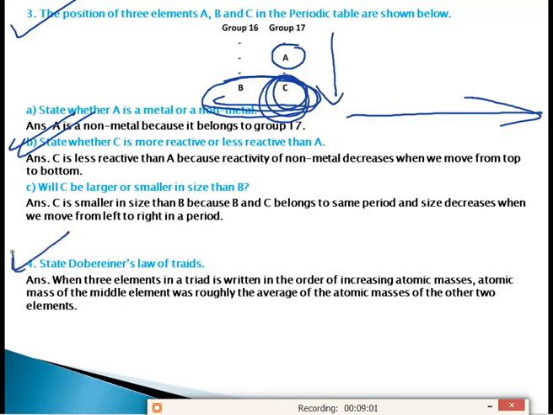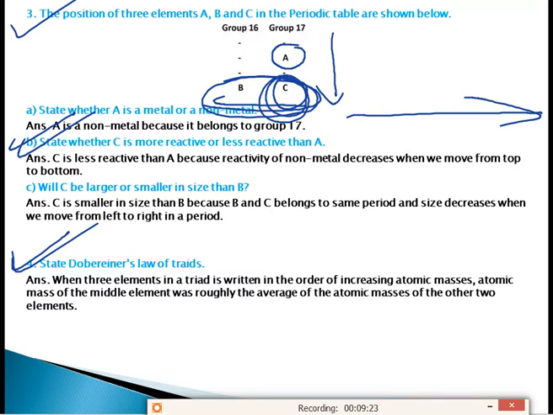Now the next question is state Dobereiner's law of triads. This type of questions are also asked. Sometimes they will give you state Dobereiner's law of triads, sometimes state modern periodic law, sometimes it can be state Newlands' law of octaves. Right? So the statements and the laws which are given in chapter number 5, periodic classification of elements, should be clear to you all.